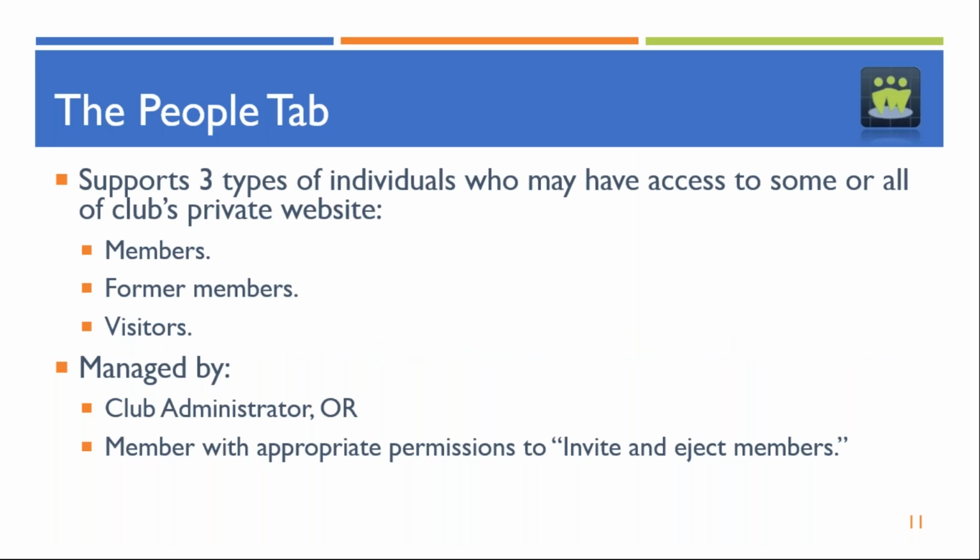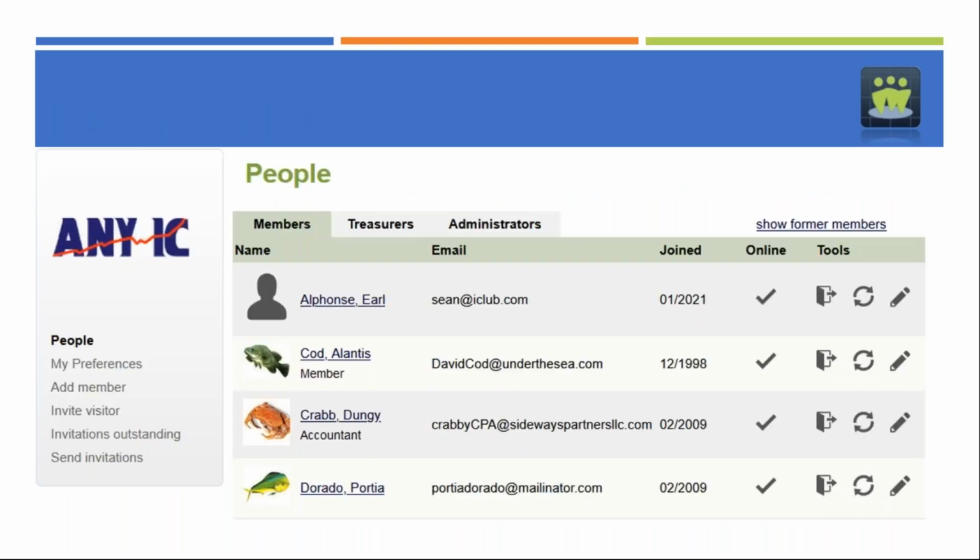This is one of the main areas of the My iClub website for your club. Just click on the link at the top that says people, and the people tab supports 3 types of individuals who may have access to some or all of your club's private website: members, former members, and visitors. This page is managed by the club administrator or the member with appropriate permissions to invite and eject members. They can also access much of this information. Here's what the people tab looks like.